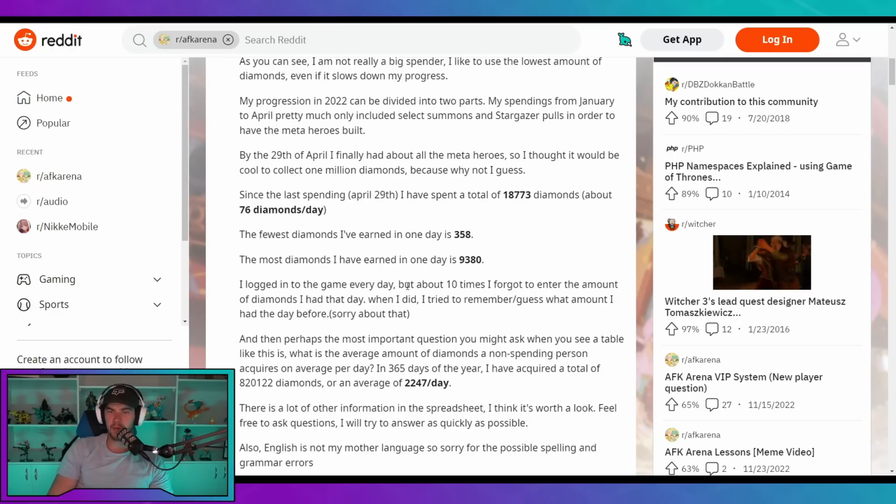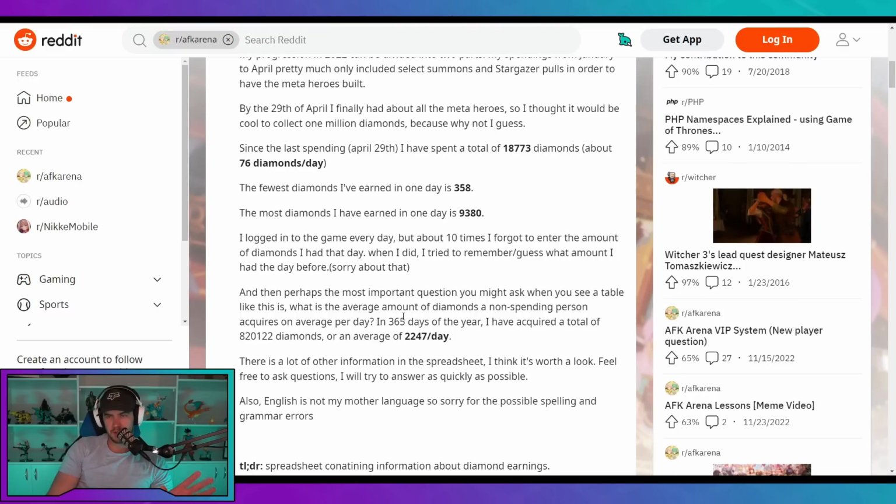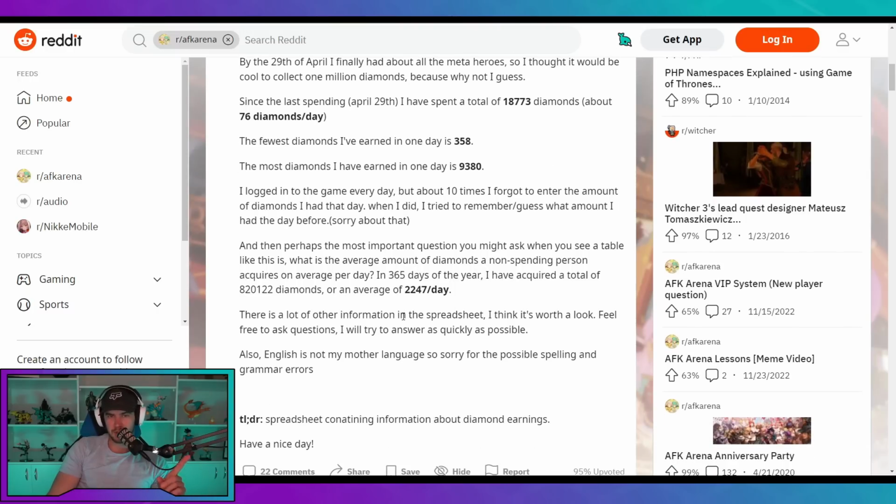I logged into the game every day, but about 10 times I forgot to enter the amount of diamonds that I had that day. That's perfectly fine. I will let you go with 10 days across the entire year. It's just permittable. When I did, I tried to remember or guess the amount I had the day before. Sorry about that. No problems. No need to apologize. You're doing a great thing with this post.